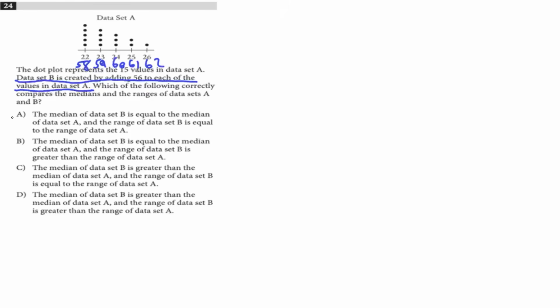So we can cross out A and B instantly because they say the median is equal, which is just clearly not true. And then this one says that the range is equal, and this one says the range is greater. So we can tell that the answer is C because the range is going to stay the same, since we're just offsetting it by 56. In the top one, you can see that the range is clearly 4, and in the new one, it's 62 minus 58, which is 4. So don't get tricked by these questions. Just think it through. They're not too bad.